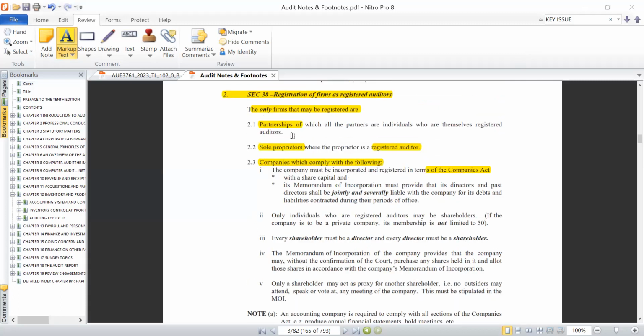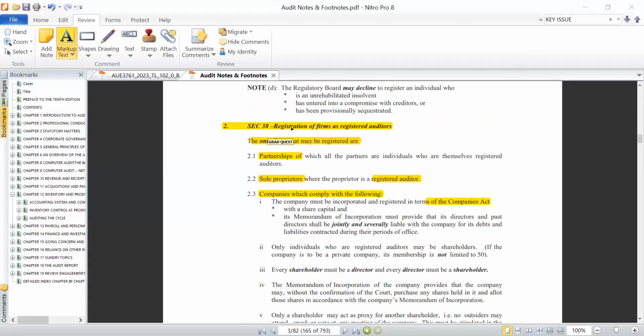So I was explaining earlier concerning section 38, which deals with the registration of firms as registered auditors. There are different ways by which audit firms can be established. It can be in the form of a partnership, where different registered auditors come together as individuals and formulate a partnership as an entity in the form of a registered audit firm to operate, or it can be an individual who is a registered auditor and decides to register as a sole proprietor.